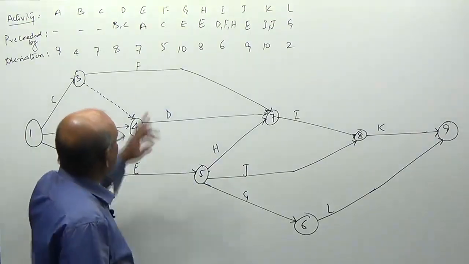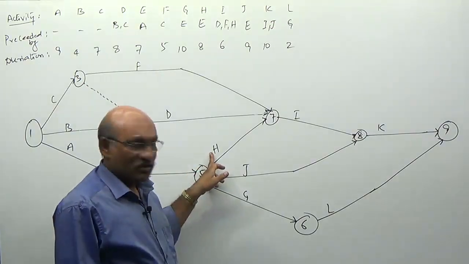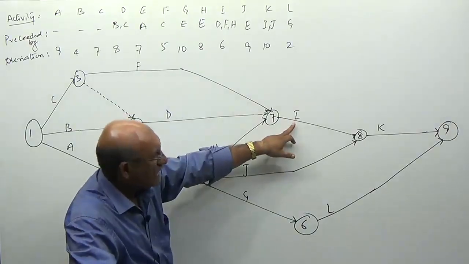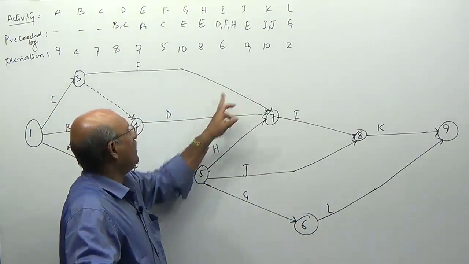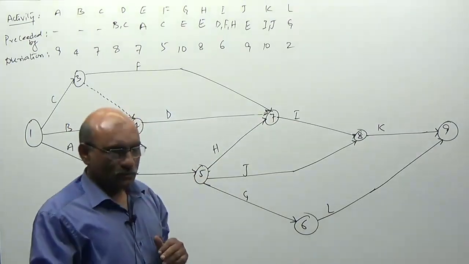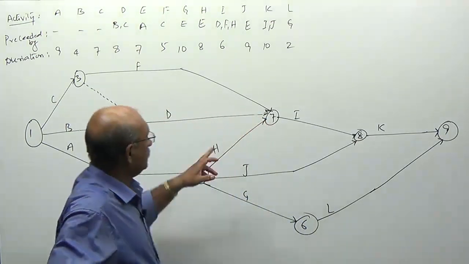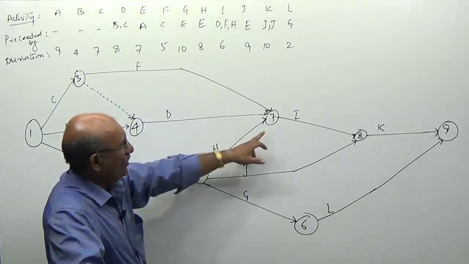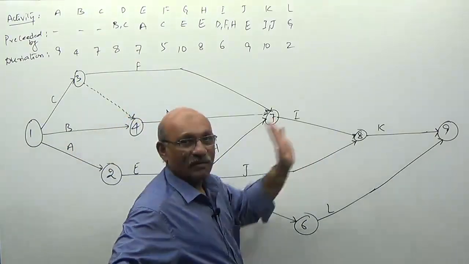Okay. Now, F comma D comma H, where they are merging, I is coming. Otherwise, starting time of I is dependent on the completion time of H comma D comma F. Starting time of I is dependent on D comma F comma H. Therefore, these 3 I joined at this node, and after that activity I is coming.